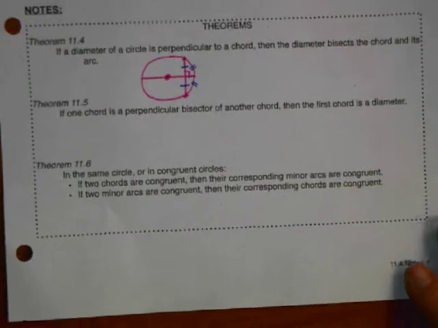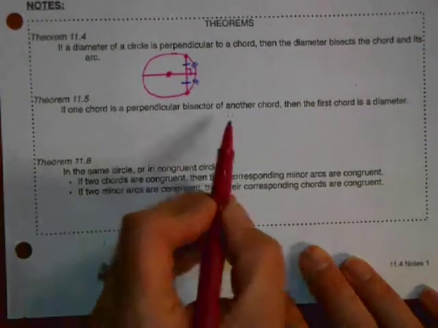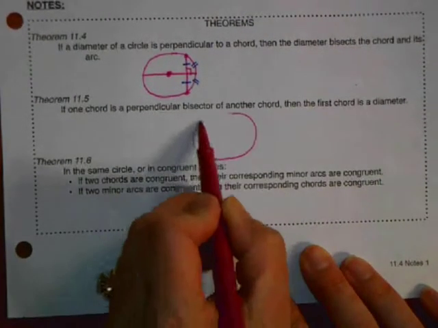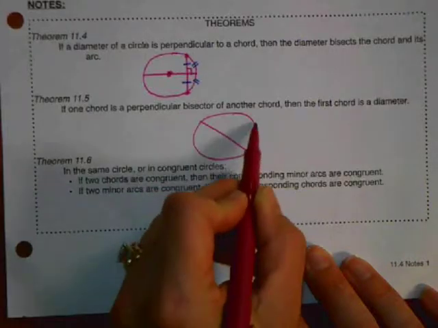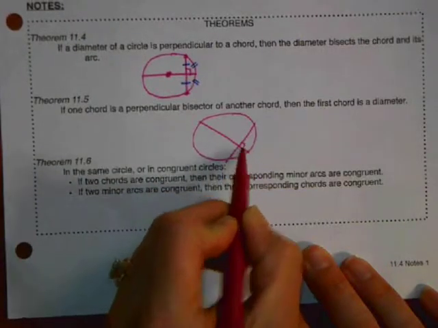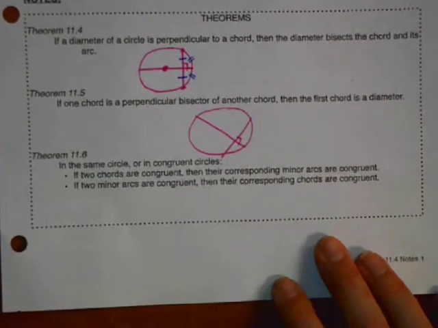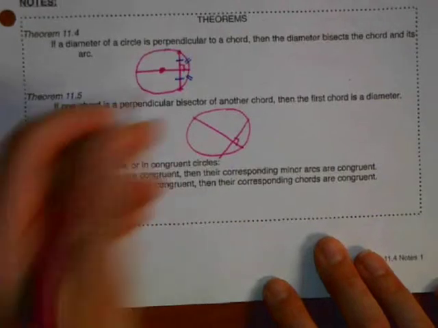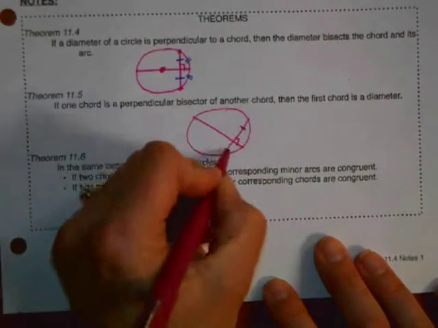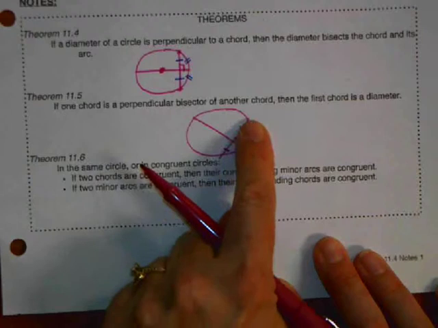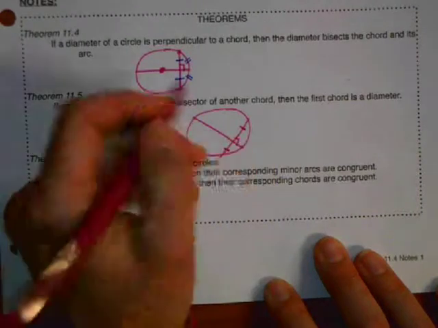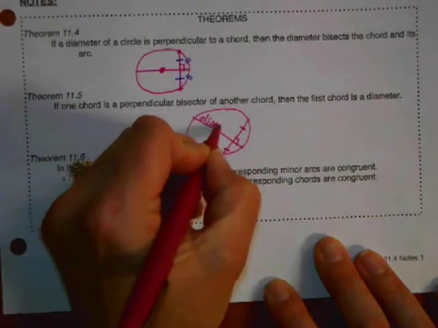If one chord is a perpendicular bisector of another chord, one chord is the perpendicular bisector of another chord. It's not a very good picture. Then the first chord is the diameter. So you see this picture here. One chord is the perpendicular bisector of another chord. That means that first chord is the diameter.